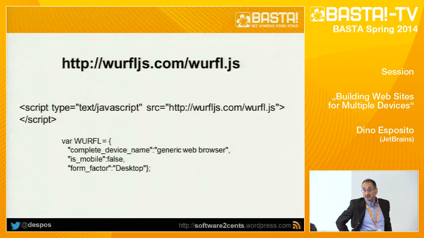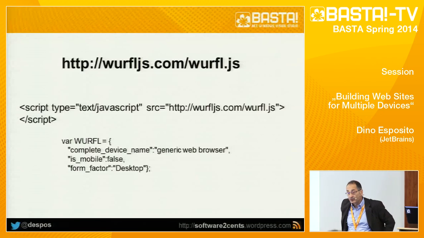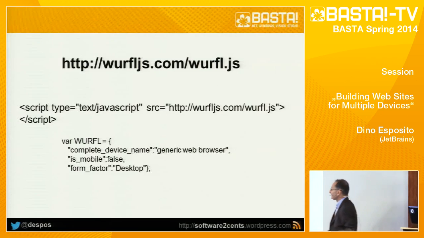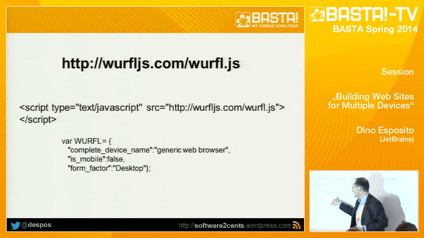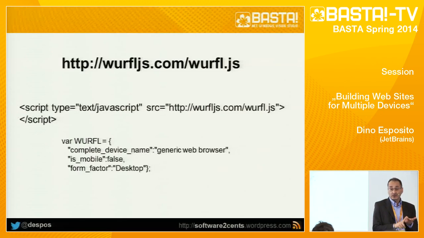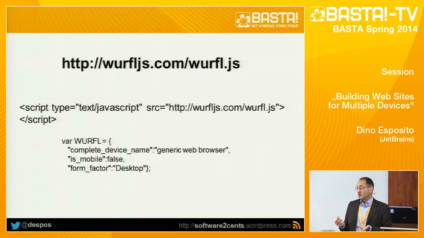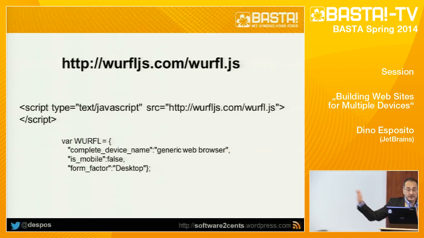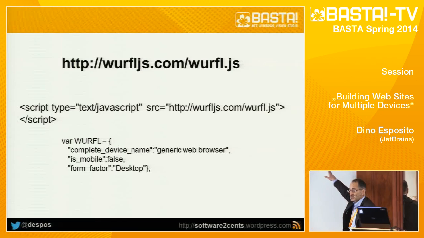You can now use the Wurfel JavaScript object in your HTML page, manipulated via JavaScript, to detect the form factor of the device. And form factor returns strings like desktop, smartphone, tablet, smart TV, robot, app, if you're connecting from an app, and a few others. The documentation is on wurfeljs.com.